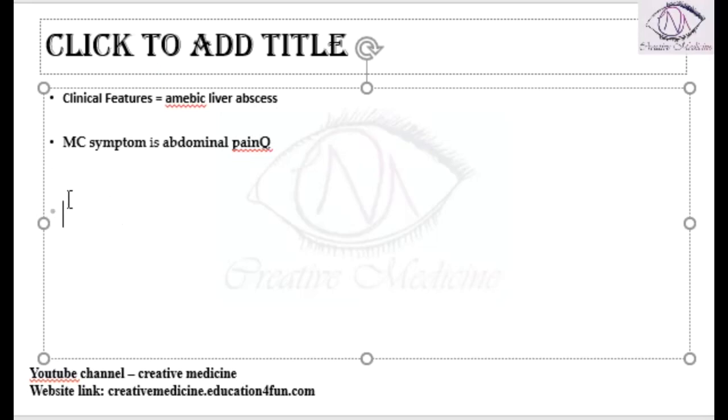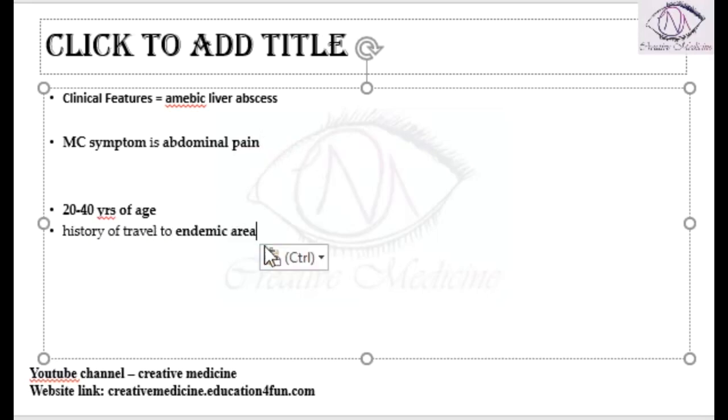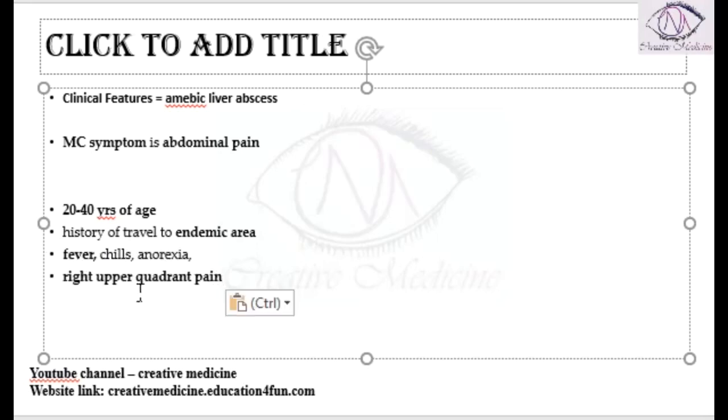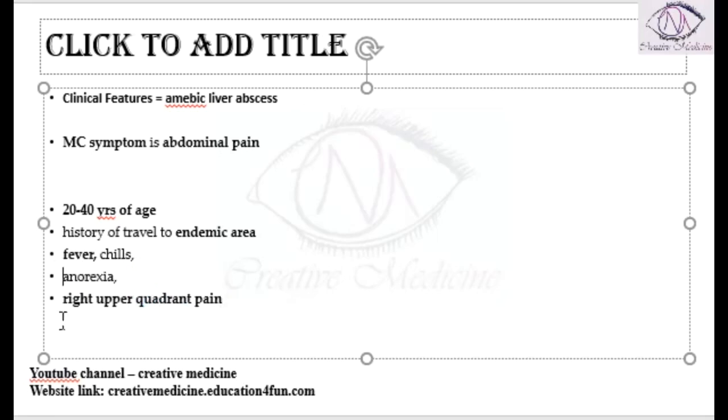In amoebic liver abscess, the patient will be around 20 to 40 years of age with a history of travel to an endemic area, following which the patient develops fever with chills and rigors, and also anorexia. Abdominal pain is also seen, especially in the right upper quadrant.